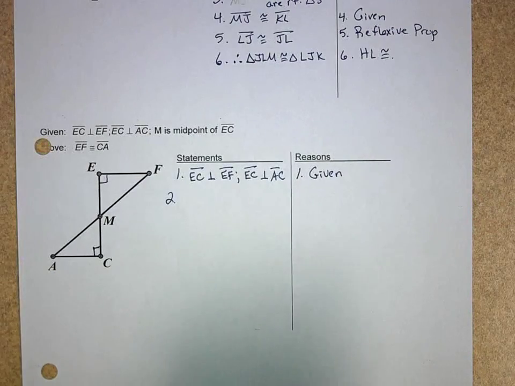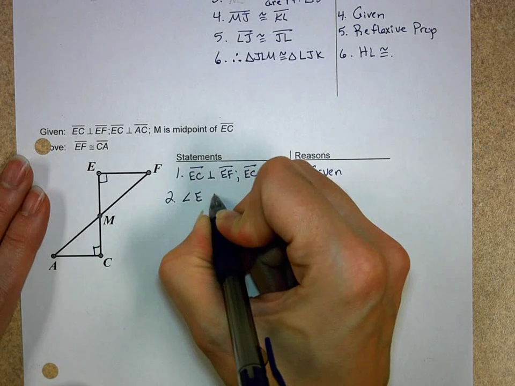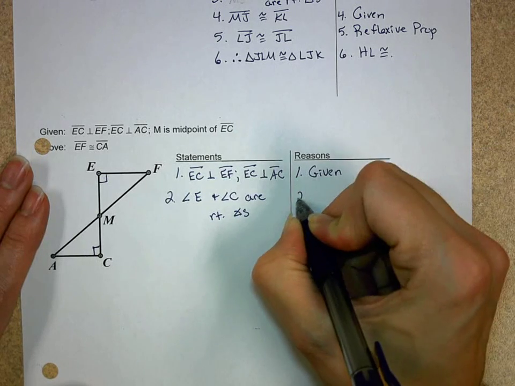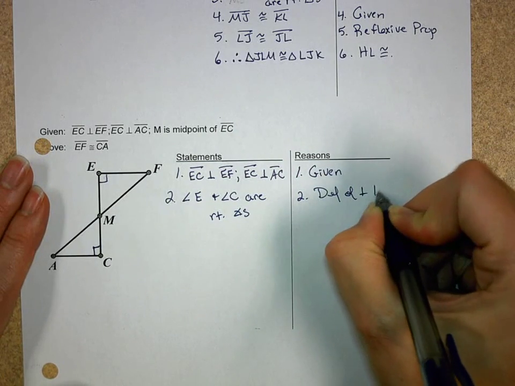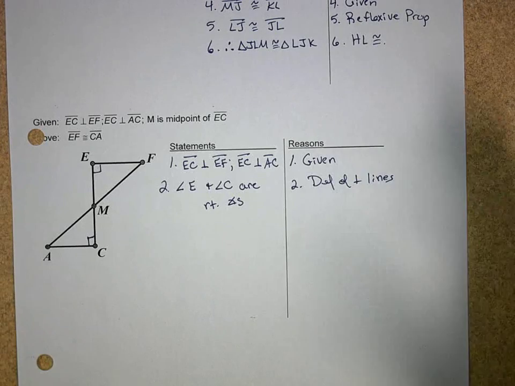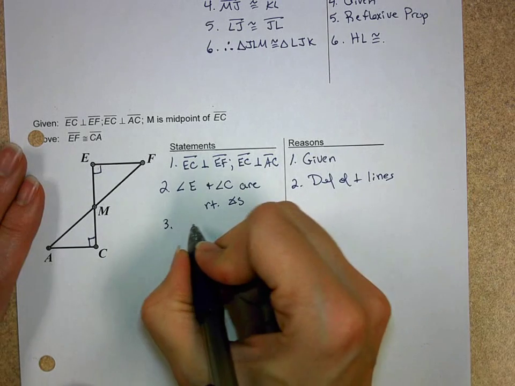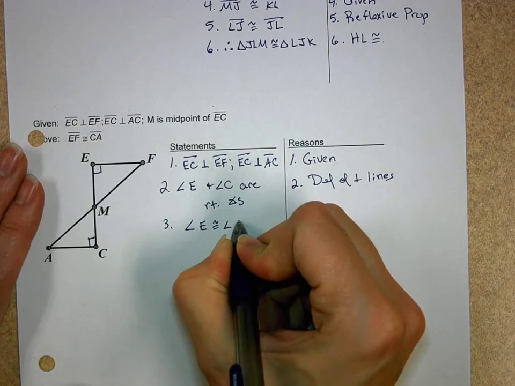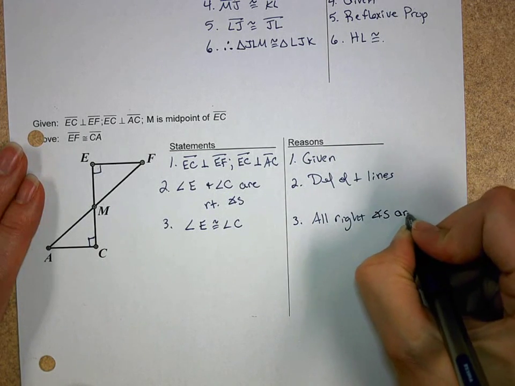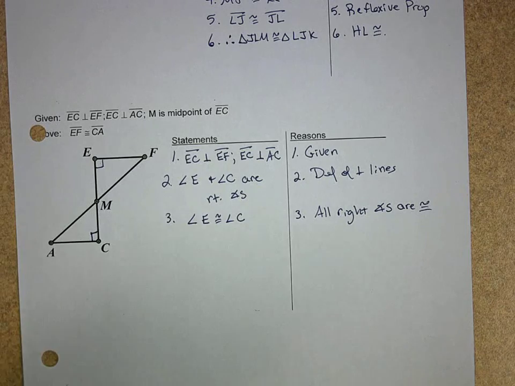So just come talk to me if that's the case. But I also know when I have perpendicular line segments, I have to have the angles. So I know angle E and angle C are right angles. All right, so that's the definition of perpendicular lines. Notice, just like up above, same start. I have the fact they're right angles. But this time, because I know where I'm going with this one, I'm going to say they're congruent. So angle E is congruent to angle C. All right angles are congruent.